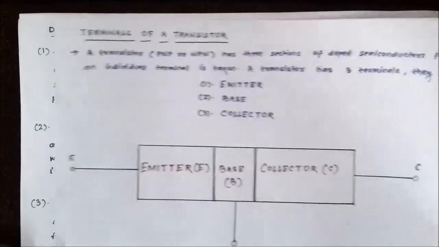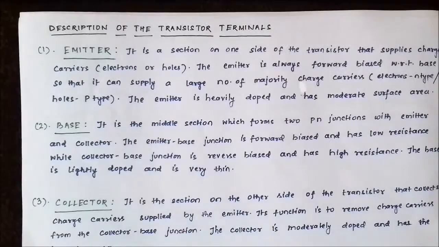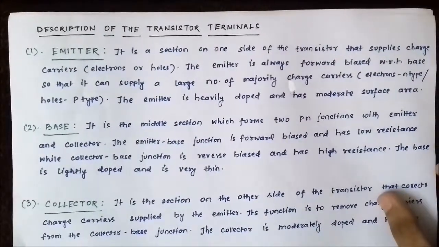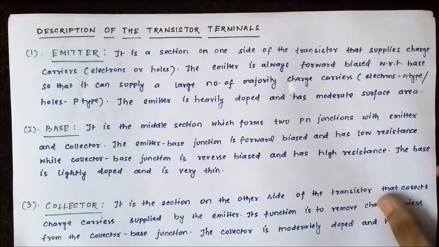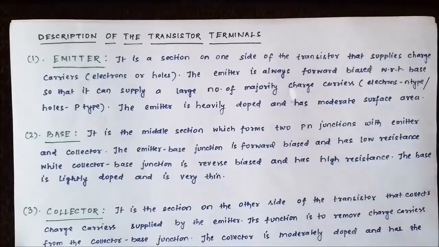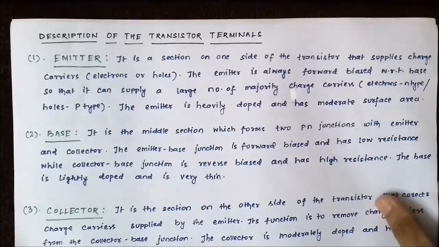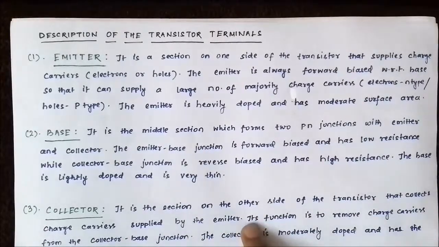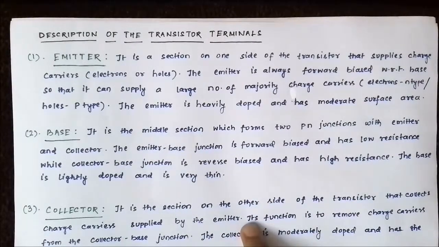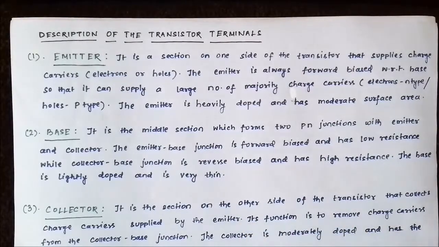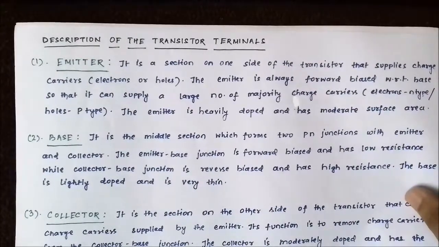Now let us describe each of the three transistor terminals, their functions and their characteristic features. First, the emitter. The emitter is one semiconductor block, whether it is an NPN or PNP transistor. In a conventional fashion, it is always shown towards the left side, but it can also be on the right side. That is just a way of drawing the diagram. Normally it is shown on the left side.